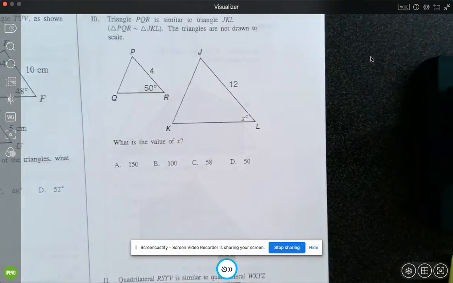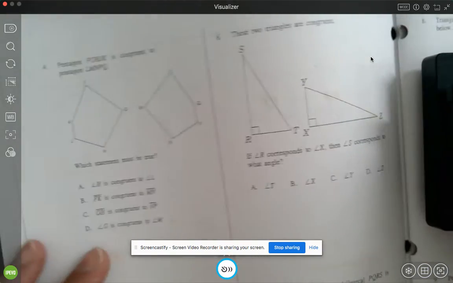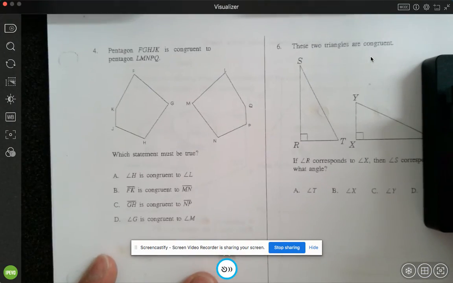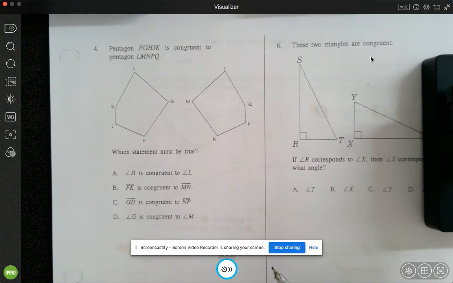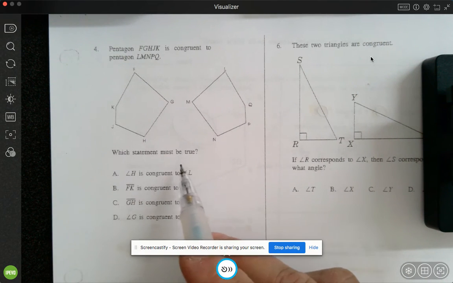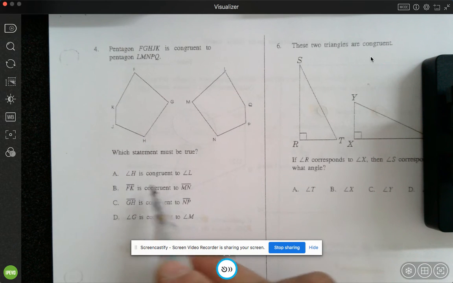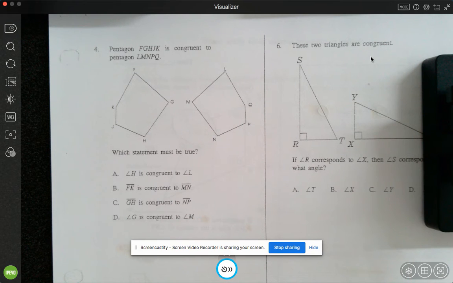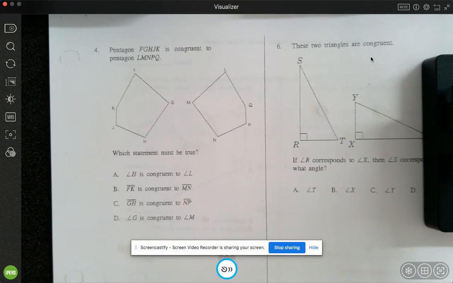All right, moving on. Next question, number 4. A pentagon FGHJK is congruent to this one. So these two are congruent. Which statement must be true? Is angle H congruent to angle L? Is FK congruent to MN? Is GH congruent to NP? Is G congruent to M? So take a moment and try to figure out, using the order, which must be true.